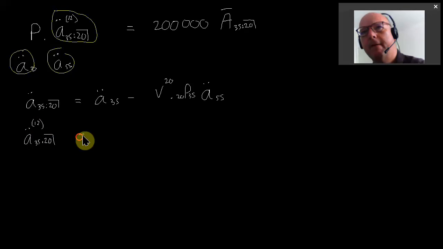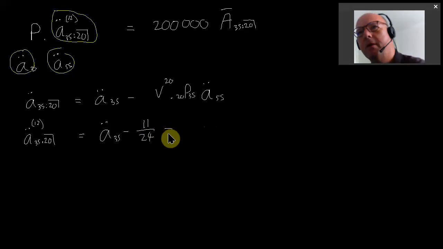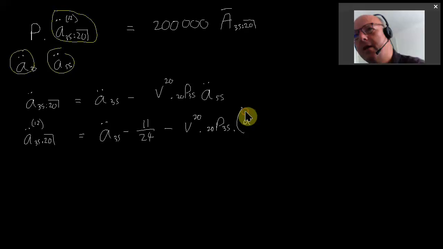Then ä35:20 twelfthly, remember I take off the (m minus 1) over 2m off the whole of life annuity. So it's ä35 minus (m minus 1) over 2m, okay, minus v to the 20 times 20p35 times ä55 minus 11 over 24.